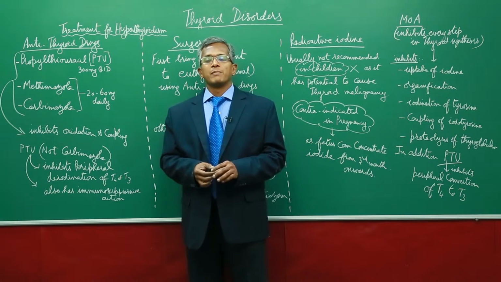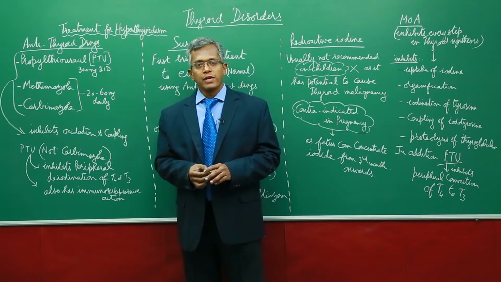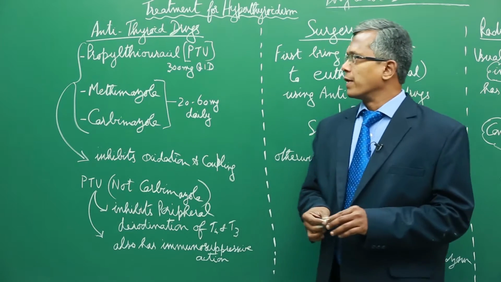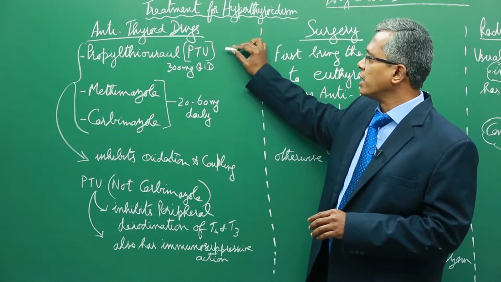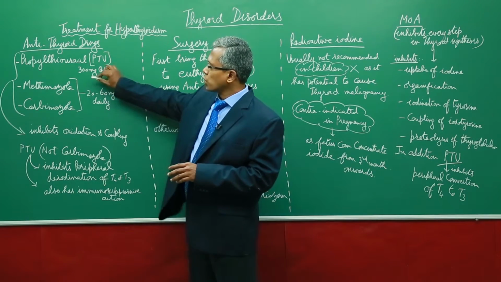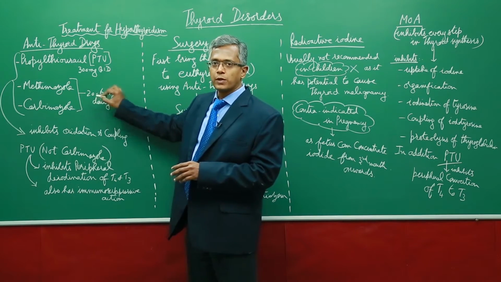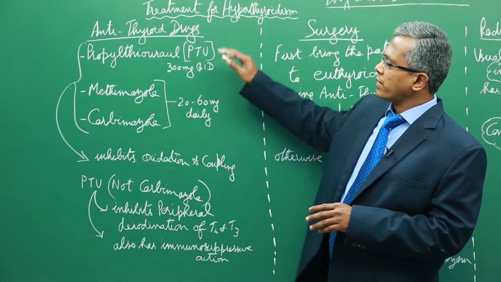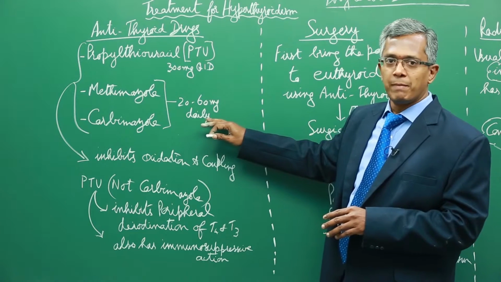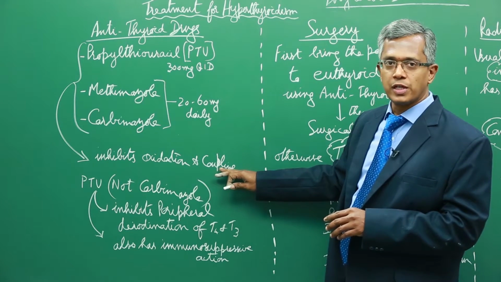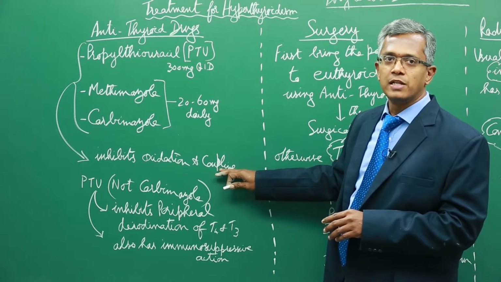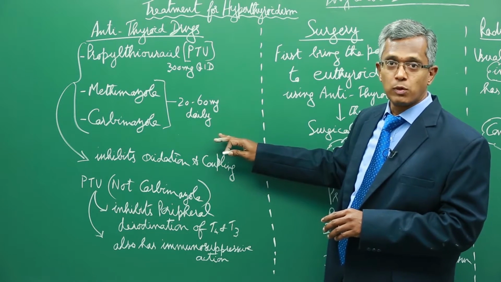How to treat hyperthyroidism? There are three major drugs used for the treatment of hyperthyroidism. Number one, propylthiouracil at the dose of 300 mg QID, methimazole and carbimazole at the dose of 20 to 60 mg daily. All these three drugs, propylthiouracil, methimazole and carbimazole, inhibit the oxidation and the coupling reaction in the process of thyroid hormone synthesis.